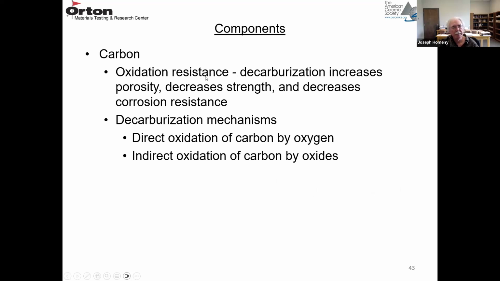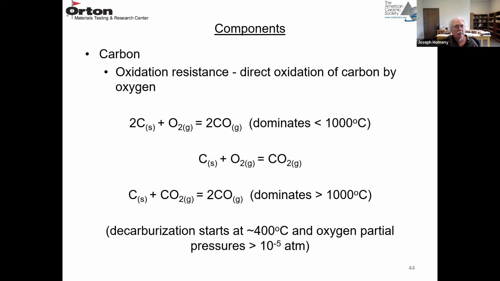Oxidation resistance is not good for carbon. Decarburization increases the porosity, decreases the strength, and once you remove the carbon, the corrosion resistance decreases. So carbon oxidation takes place by a couple of mechanisms: direct oxidation of carbon by oxygen in the atmosphere, and indirect oxidation of carbon by different oxides. This is why we have antioxidation agents to improve the oxidation resistance of carbon.